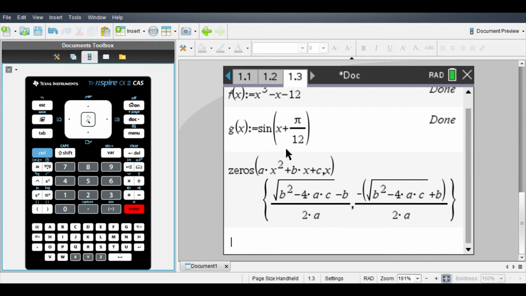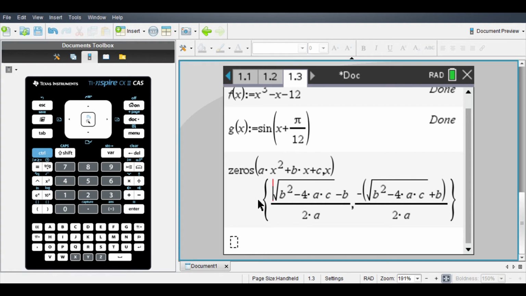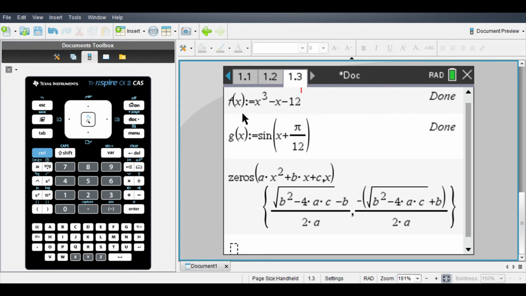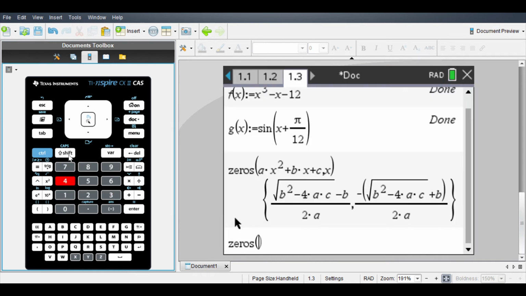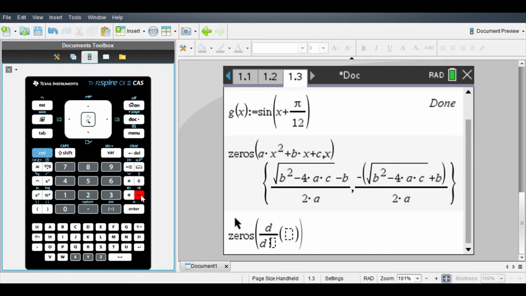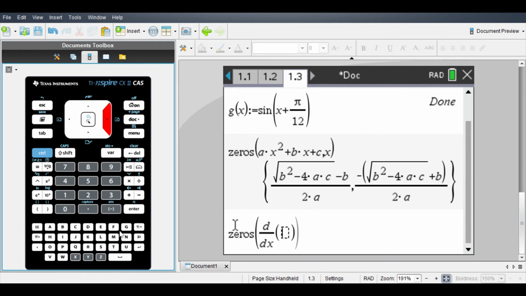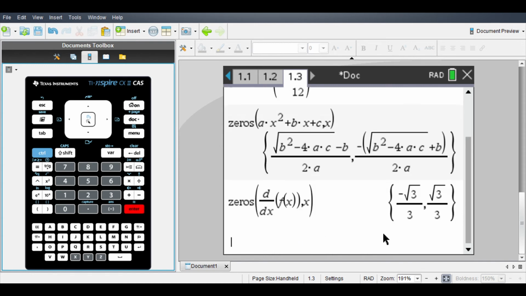So the reason that zeros is really powerful is that it returns a list, which is this thing, and it is really easy to manipulate every element of a list. So for example, if we want to find the stationary points of f(x), we can do that using zeros. So remember, at the stationary points of a function, the gradient would have to be 0. So we would basically find the x-intercepts of the derivative graph of f. And here are the x-coordinates of the stationary points of f.